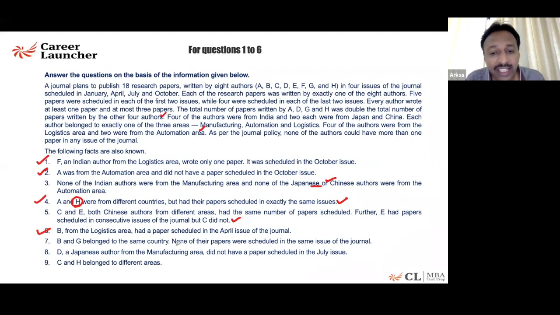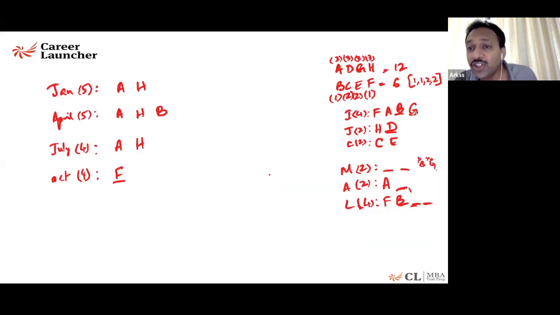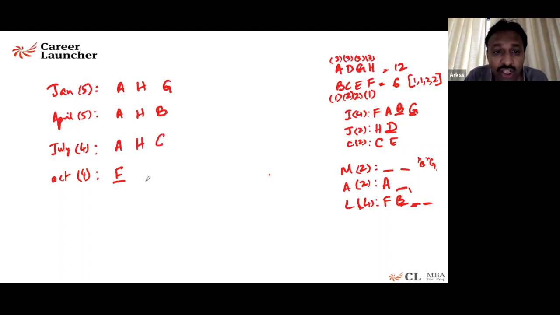B and G belong to the same country. None of their papers were scheduled in the same issue of the journal. Now, B and G. G has 3 journals, 3 papers. It cannot be in April. That means this has to be G, G and G.